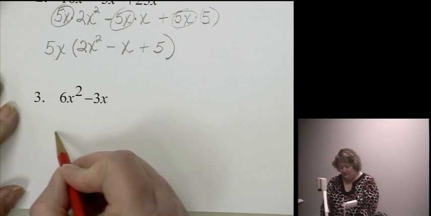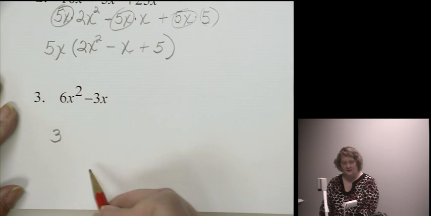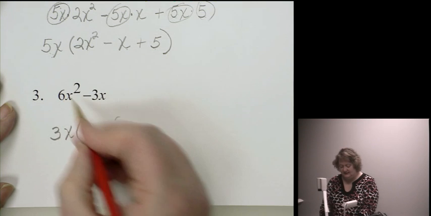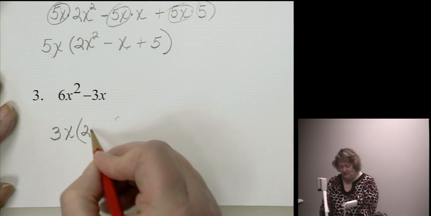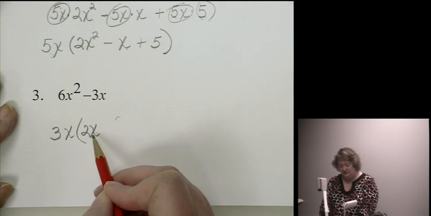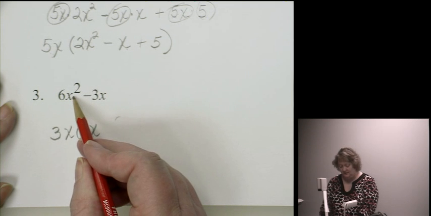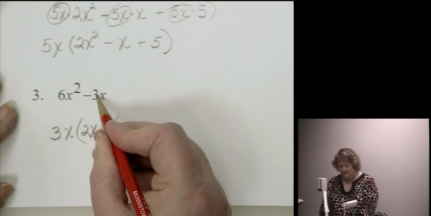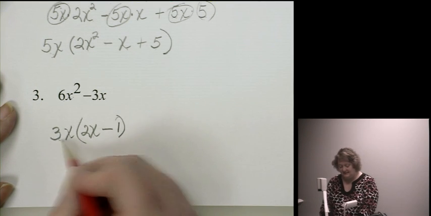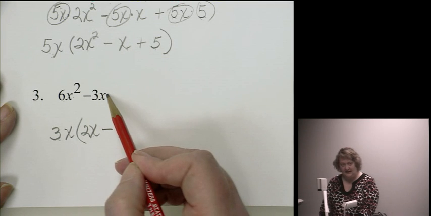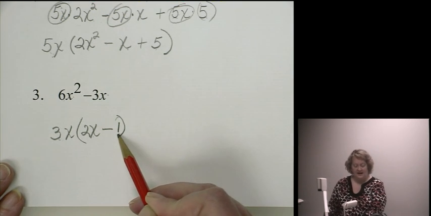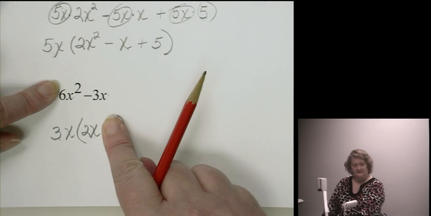These two share a 3, because 3 will divide into both of those, and they share an x. 3 goes into 6 2 times, and we take out 1x. That leaves us 1 inside, because 3x times 2x would give me back 6x squared. 3 goes into 3 one time, and we take out the x, because if I multiply 3x times 1, I'll get the minus 3x. Notice we do need something here. We have to put the 1 there, because without that, we only get the first term.